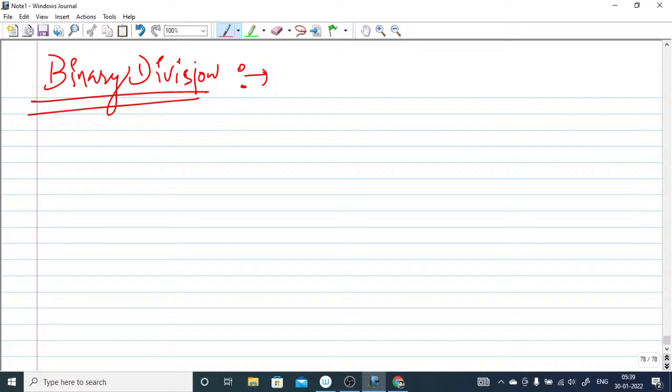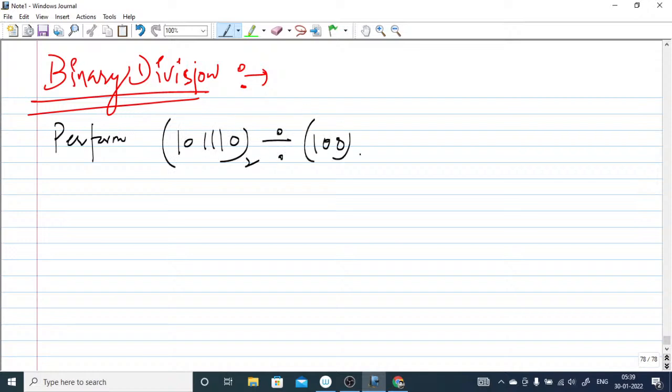Okay, so moving forward, perform here 101110, given in binary, divided by 100. So if we convert into decimal, it is 46 base 10 upon 4. This is in base 10.